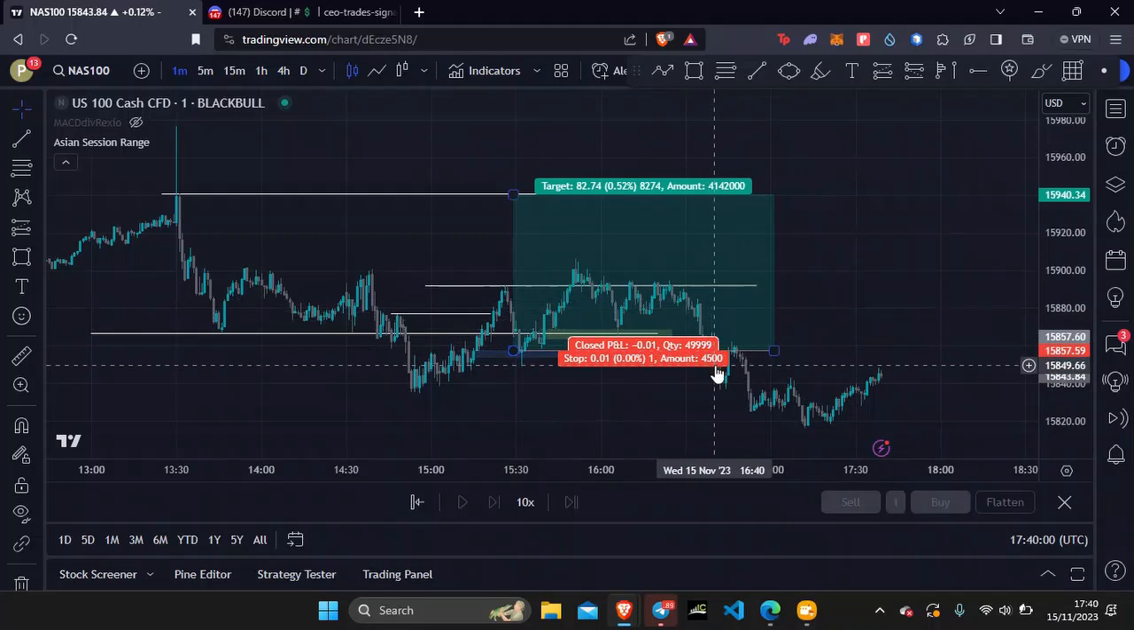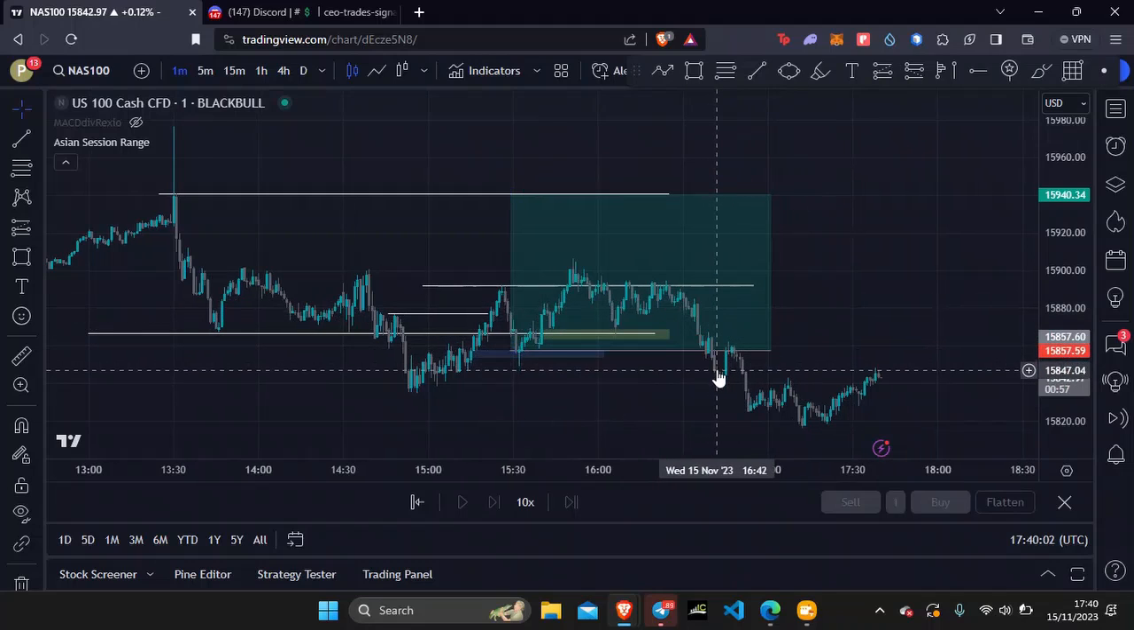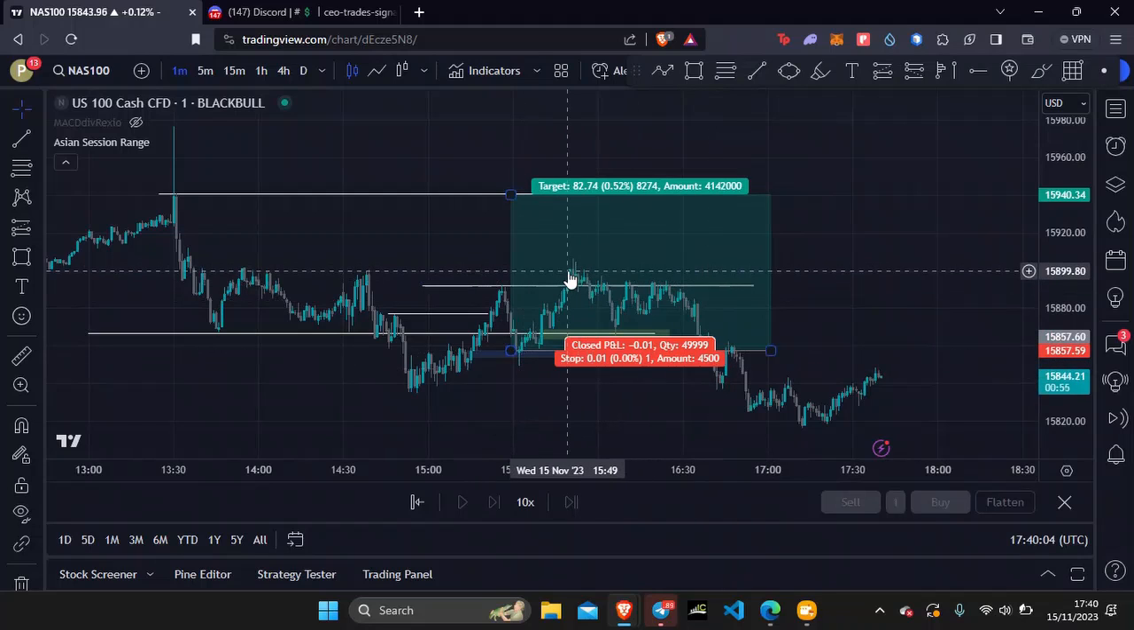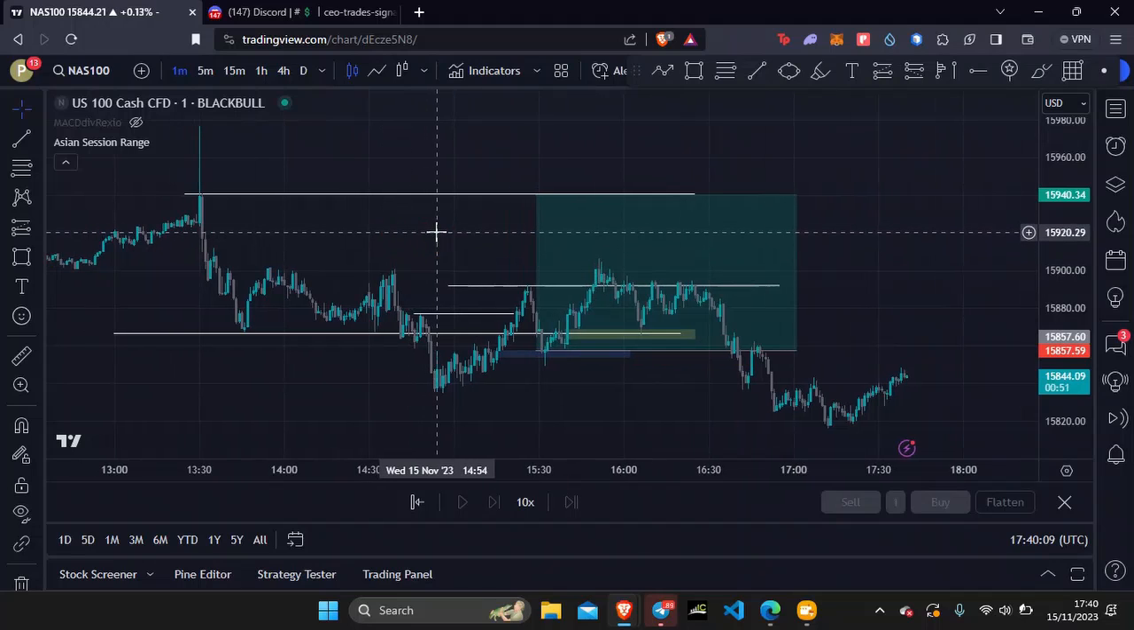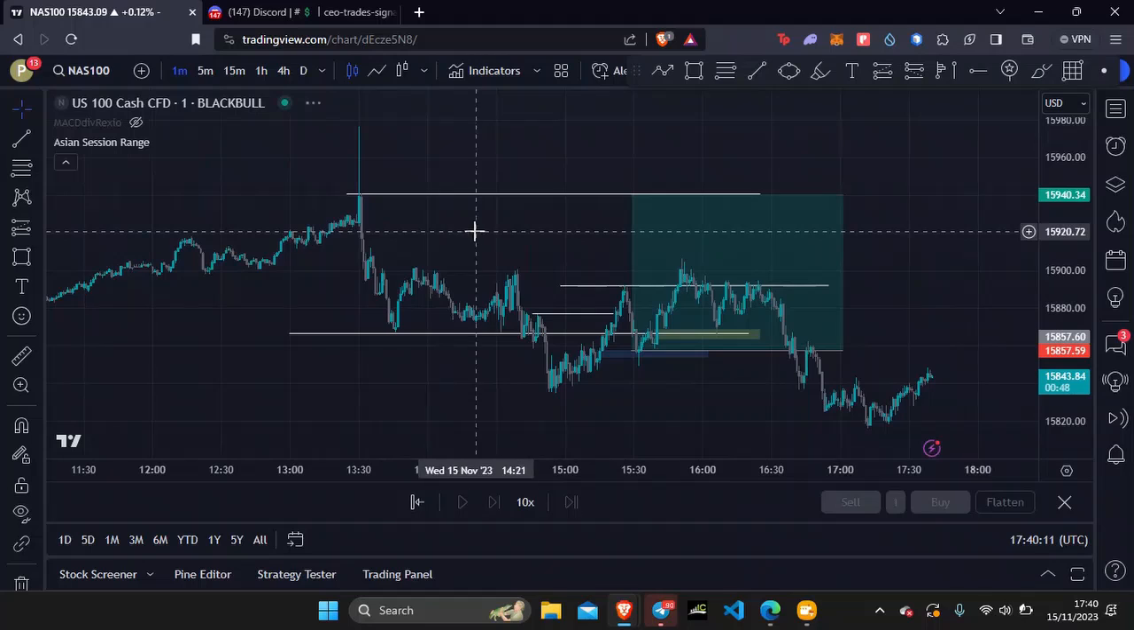And as you can see, price did reverse, took us out of break even, but that didn't stop us because we had already banked 1% on this trade. And that way we closed out the day with 2% profit, both trades hitting break even, but we still ended the day positive.